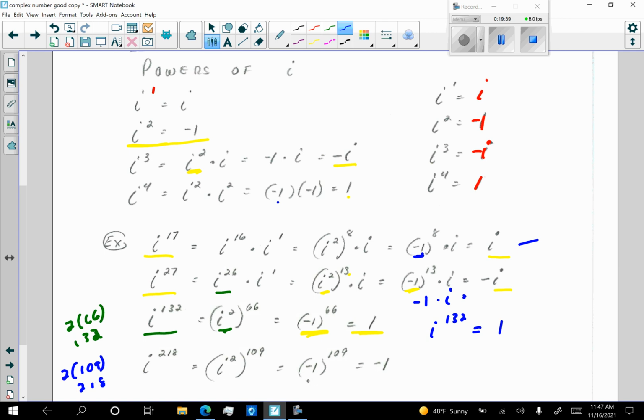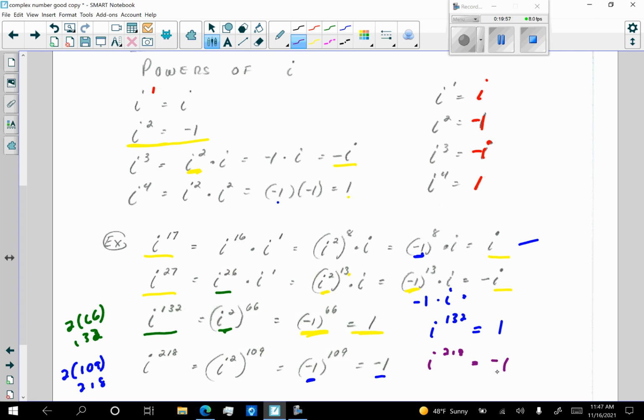I squared is negative 1. Now I have negative 1 to the 109th power. I have negative 1 to an odd power. That's going to end up negative 1. What does that tell me? That tells me that I to the 218th power is equal to negative 1.